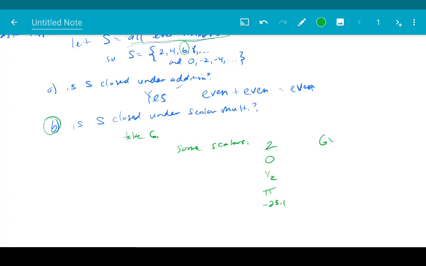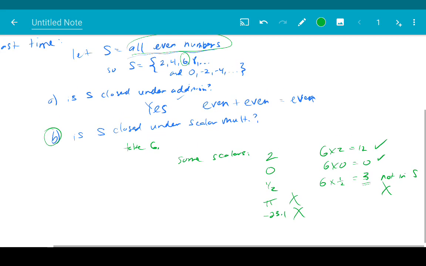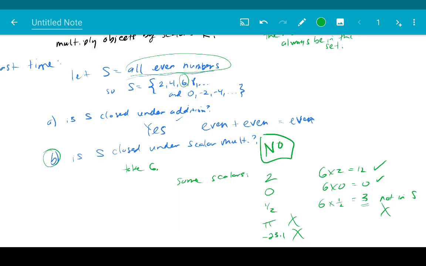Well, of course, 6 times 2 is 12. That's in S. So that one's okay. 6 times 0 is 0. That's also in S. So that one's okay. But check it out. 6 times 1/2 is 3. 3 is not in S. And it's also not going to work for the others that I've listed here. Certainly 6 times pi is not an even number. 6 times negative 23.1 is not an even number. So since it's not always an even number, it's not always in S, the answer is no. This set, S, even though it's closed under addition, it's not closed under scalar multiplication.